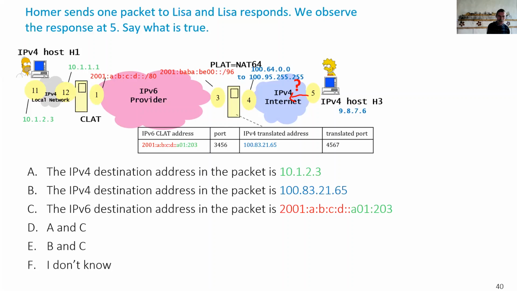Okay, let's test our understanding here. When Homer on the left sends a packet to Lisa here, and Lisa responds, and we do a Wireshark at the source at Lisa, what will we see?